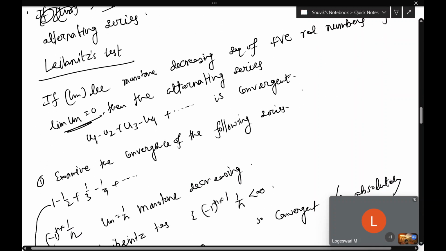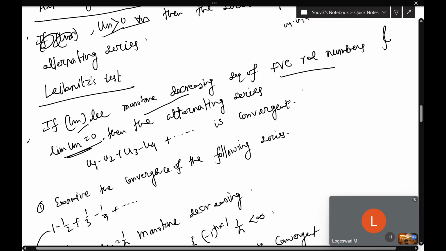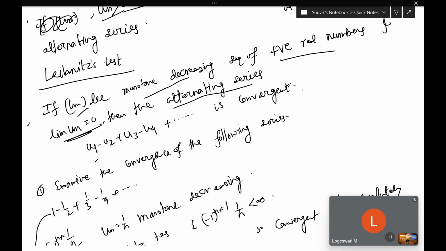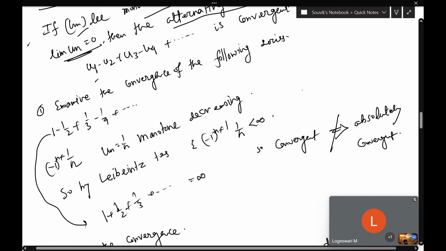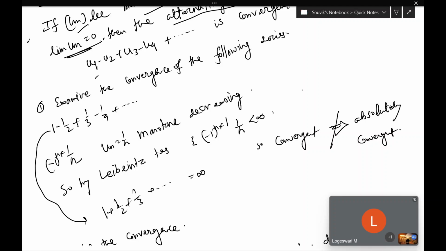The first test that comes under the alternating series is known as the Leibniz test. This tells that suppose u_n is a monotone decreasing sequence of positive real numbers, and if limit u_n is equal to 0, then the alternating series u_1 minus u_2 plus u_3 minus u_4 plus dot dot dot is convergent. Now we need to examine the convergence of the following series: 1 minus 1/2 plus 1/3 minus 1/4 plus dot dot dot.